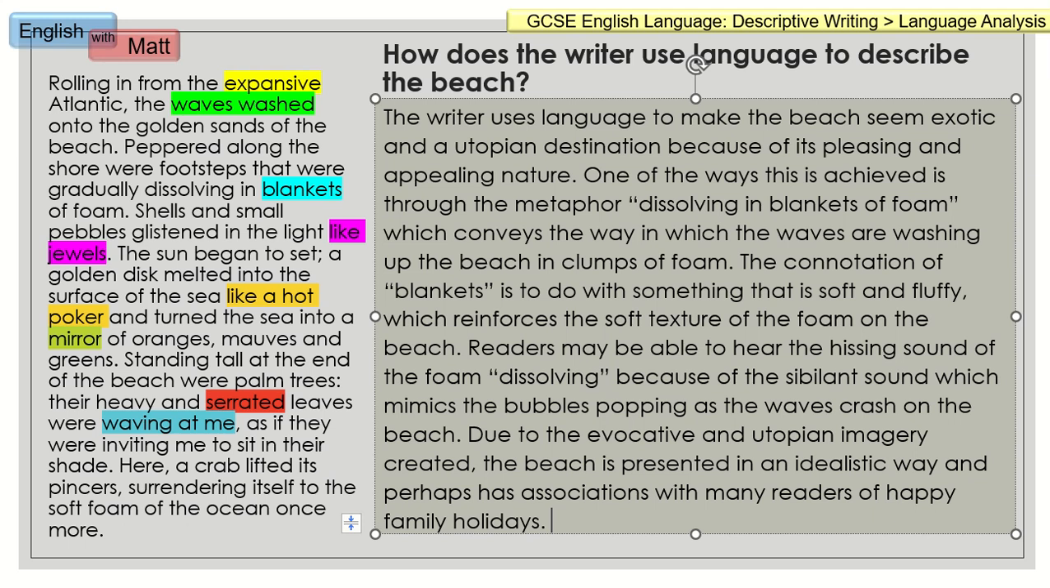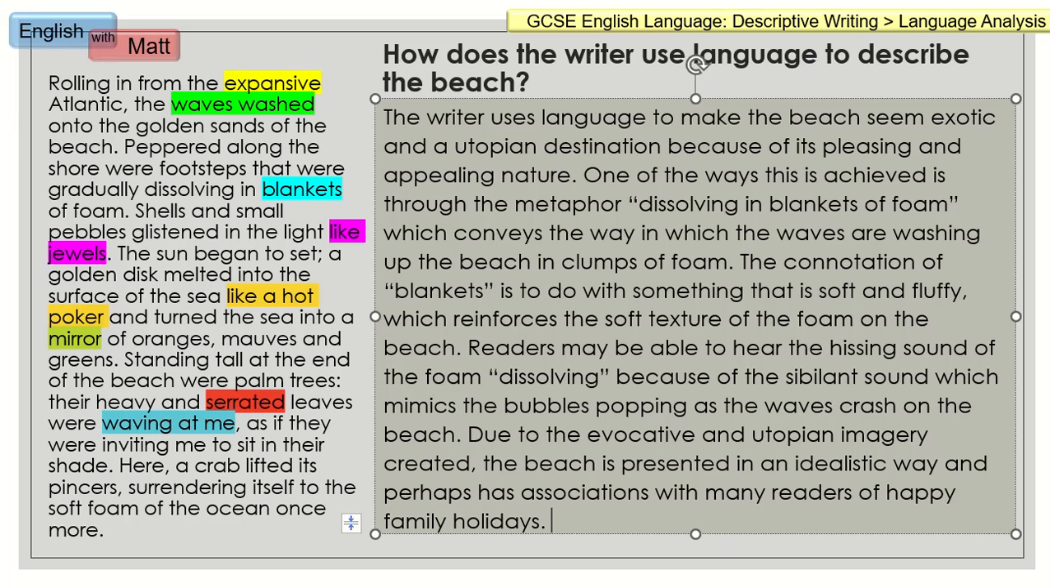Readers may be able to hear the hissing sound of the foam dissolving because of the sibilant sound, which mimics the bubbles popping on the waves as the waves crash on the beach. Due to the evocative and utopian imagery created, the beach is presented in an idealistic way and perhaps has associations with many readers of happy family holidays. I'm not suggesting that would get full marks, maybe, but it would definitely be enough to get you the grade 4 because of your amount of detail and the way in which you have selected and probed the language.